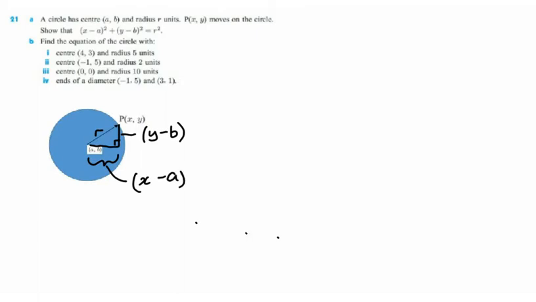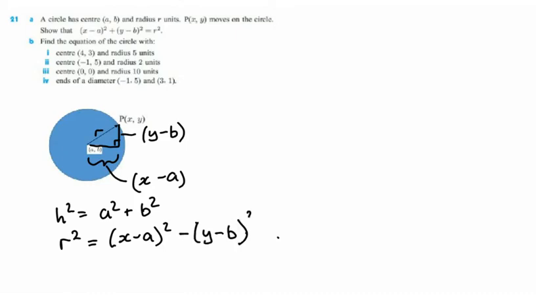Using Pythagoras' theorem, if I've got the square on the hypotenuse equals the sum of the squares on the other 2 sides, we're going to find the hypotenuse is r, so I've got r squared. One of the sides is x minus a, and I've got to remember to square it, and the other side y minus b squared. And we'll see that we have the formula that they wanted. So that's the first bit, and so that's what we call the general equation of a circle.